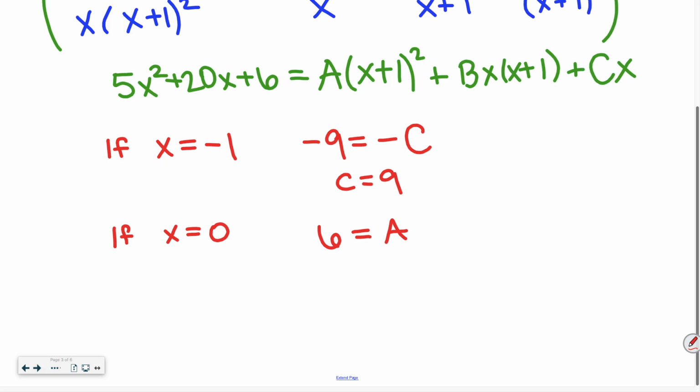Well, shoot. We've plugged in all of our zeros for the factors, but we still didn't get B. Could we plug in C and A? Yes, we could plug in C and A. We know A is 6, and we know C is 9.